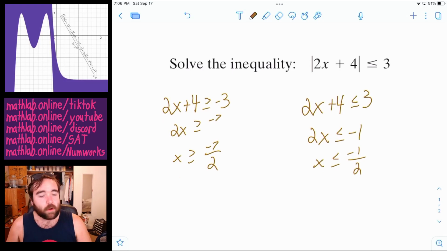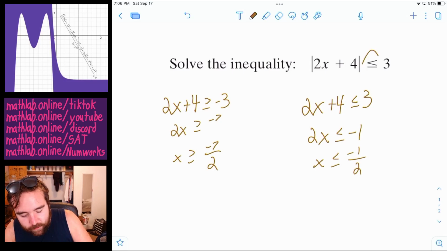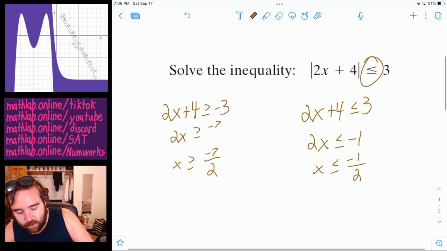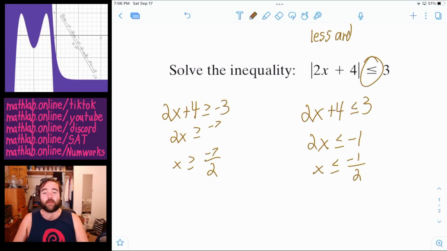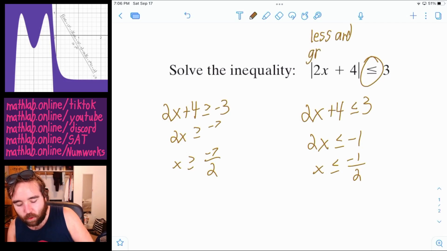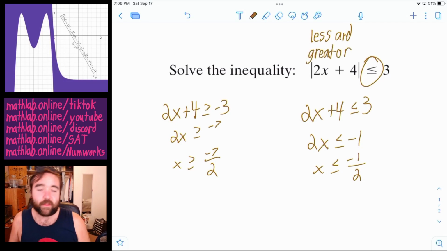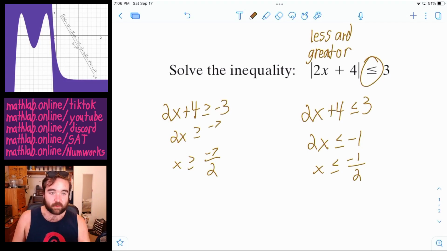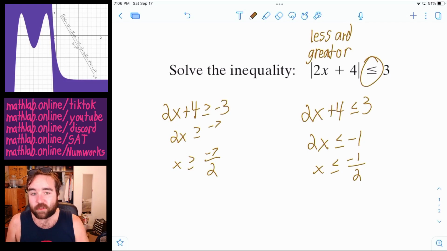And we have to decide, do we need both of those inequalities to be true, or do we need just one of those inequalities to be true? And that's going to come in up here. So if it's a less than sign, then we need both of them to be true. It's an and situation. But if it's a greater than sign, then it's an or situation. We just need one of them to be true. This one is the absolute value is less than 3, so that means we need them both to be true.